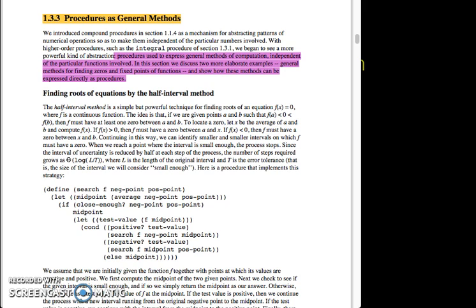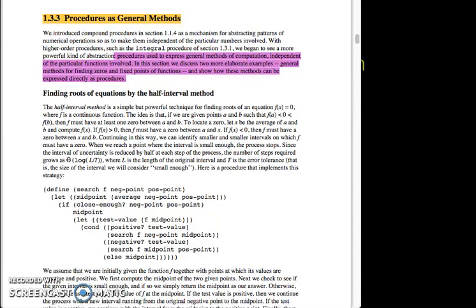1.3.3 Procedures as General Methods. We introduced compound procedures in section 1.1.4 as a mechanism for abstracting patterns of numerical operations so as to make them independent of the particular numbers involved. With higher-order procedures such as the integral procedure in section 1.3.1, we began to see a more powerful kind of abstraction: procedures used to express general methods of computation independent of the particular functions involved. In this section, we discuss two more elaborate examples: general methods for finding zeros and fixed points of functions, and show how these methods can be expressed directly as procedures.